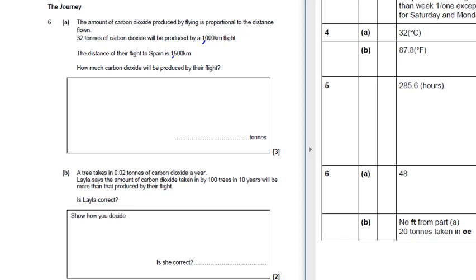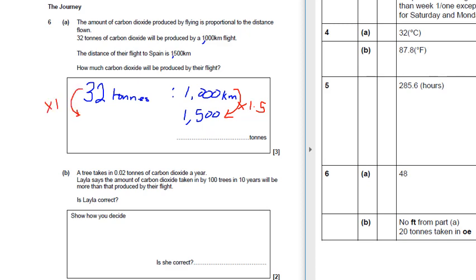Okay, so I think of it as a ratio question. 32 tons for 1,000 kilometres. We need to know 1,500. So I'm thinking here, if we go from there to there, I'm timesing by 1.5. Okay, what you do to one side, you do to the other. So this side, I'm going to times by 1.5. Okay, and I've got my answer as 48. So 48 tons. Not so bad.